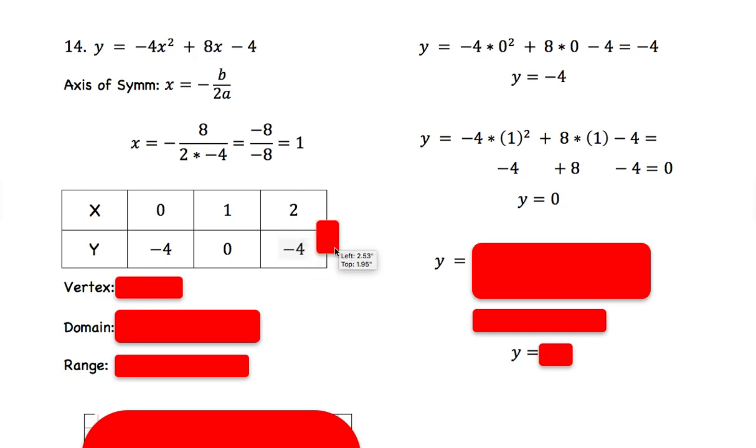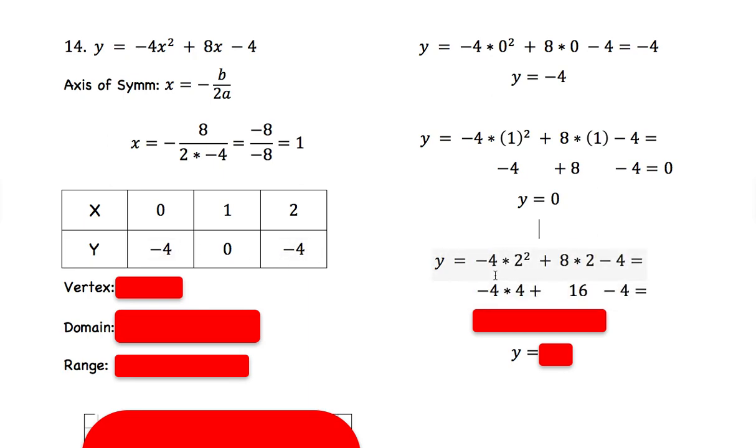Let me make sure I put a -4 there. Yep, I did put a -4 right there. I might as well uncover it since I already spilled the beans, but most of you already realized it was -4 here because we have a -4 here. Let's check our work and make sure we get -4.